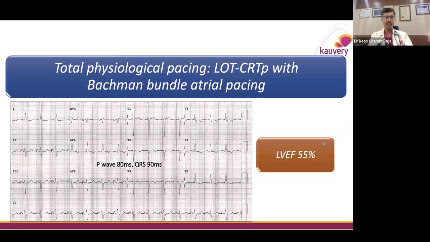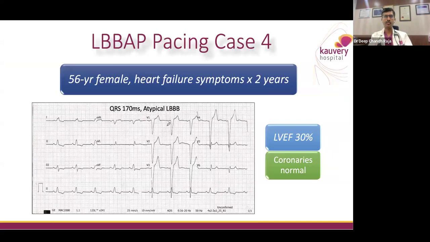The particular patient that I had mentioned, we did end up putting an atrial lead into Bachmann's bundle as well. So we got a really narrow QRS, as I had shown here, with bipolar capture, both the anode and the cathode capturing. Hence, you have a very narrow QRS and an LBB morphology here. The ejection fraction did improve in this case.